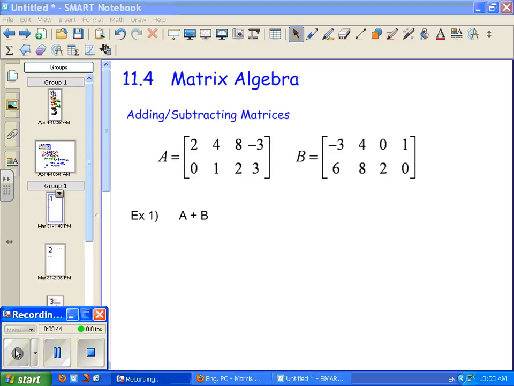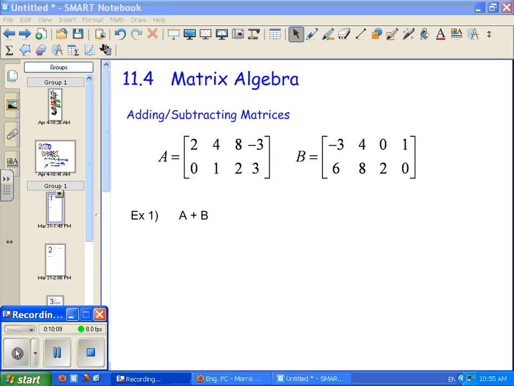Matrix algebra. I don't know that we're going to have enough time. Now I know that we won't have enough time to get through all of these, but I wanted to at least start it so that we have less to go over tomorrow. All right, so we'll get over some of these easy ones first. If you're adding and subtracting matrices, the matrices have to be the exact same size and shape. If they're not, then you can't put them together.